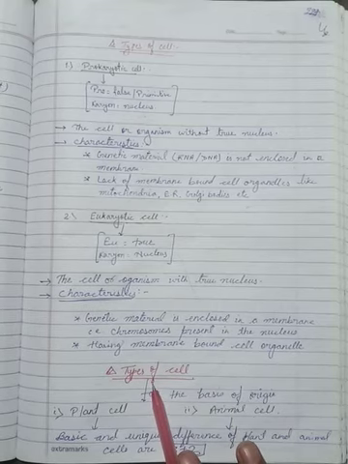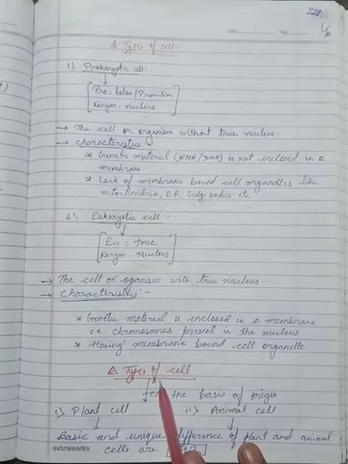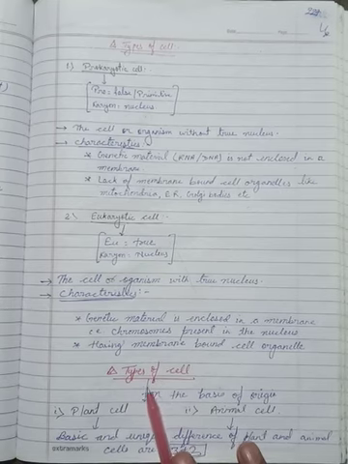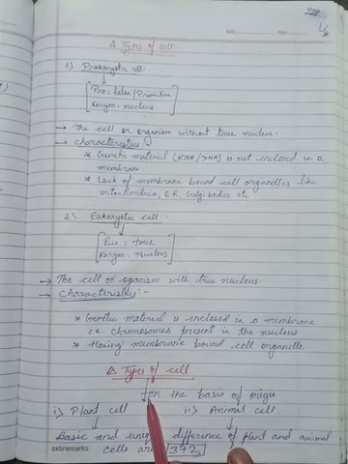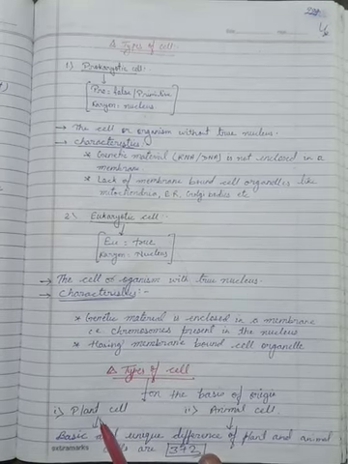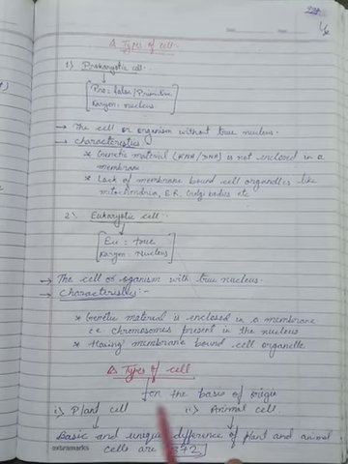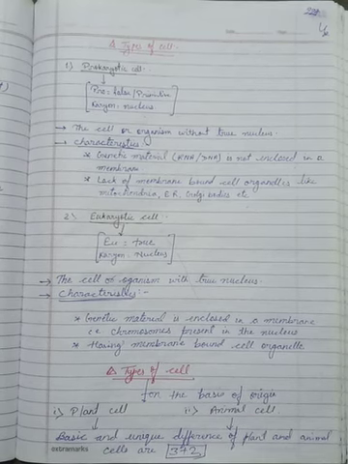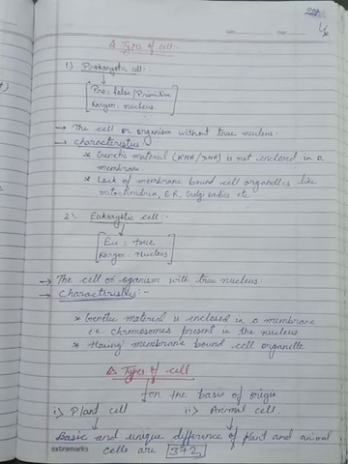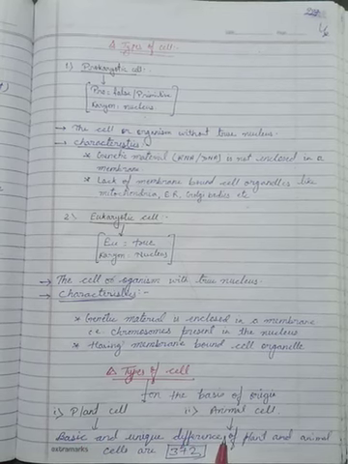Now I'm here to tell you one more type of cells, on the basis of origin. As we know, one cell is the plant cell and the other is the animal cell. So I'm here to tell you a unique difference between plant cells and animal cells.